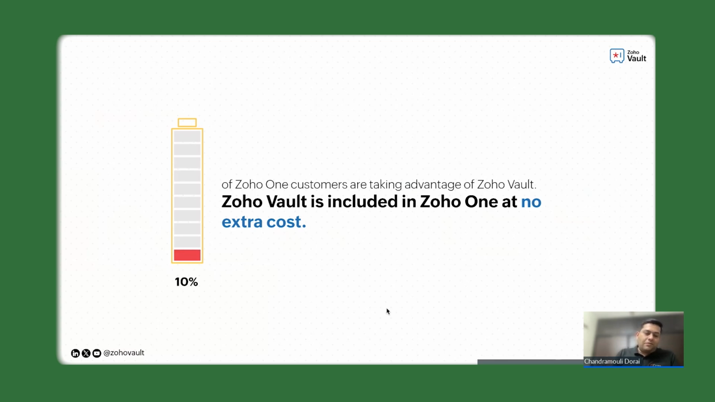But the interesting fact is that only 10% of the Zoho One users are making use of the Zoho Vault application. If you are someone who is using Zoho One, but you are paying additionally to applications like LastPass or 1Password, you can save a lot by migrating from those solutions. Or if you are using just spreadsheets or storing passwords in browsers, again you can make use of Zoho Vault and make the most out of your Zoho One subscription. That is pretty much about it.